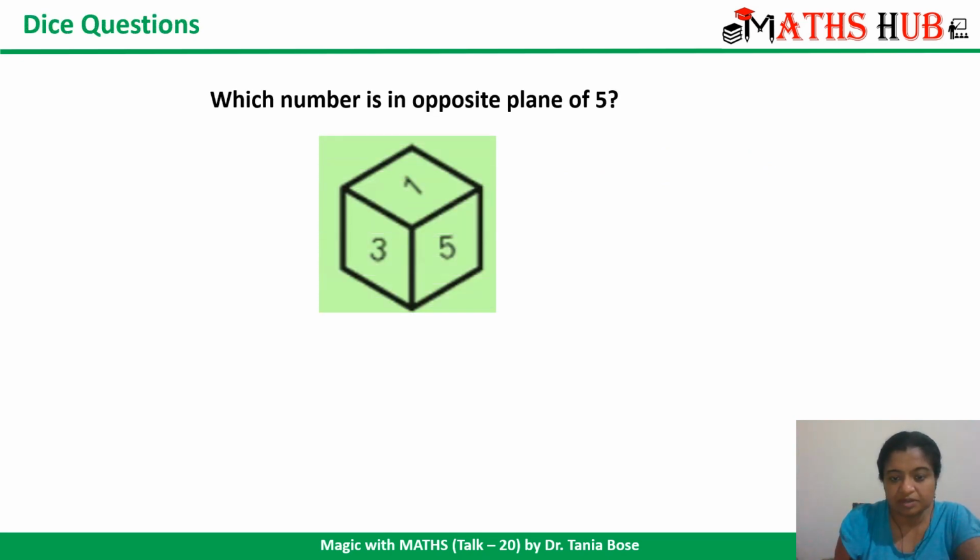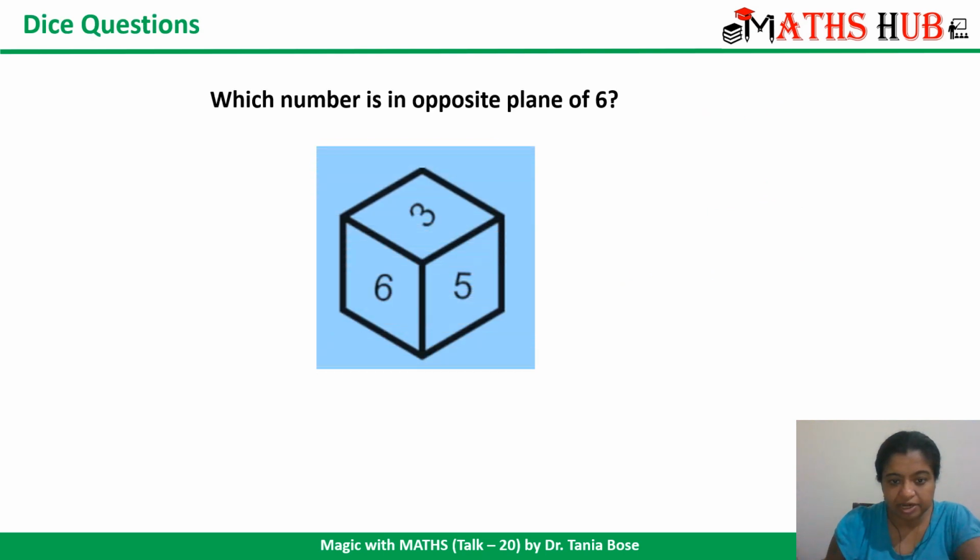Which number is opposite to 5? Again, check whether it is forming the sum 7. You can easily check that 1 plus 3 is not equal to 7, 1 plus 5 is not equal to 7, and 3 plus 5 is not equal to 7, right? So what should you add to 5 to get 7? The answer is 2. So the number opposite to 5 is 2, right? I guess you understood the questions. Let's move on to the next question.